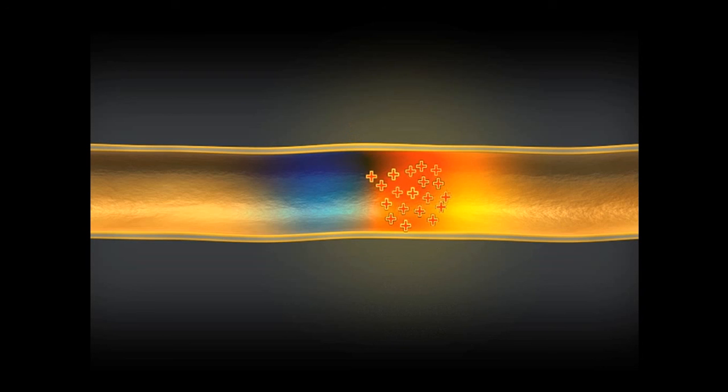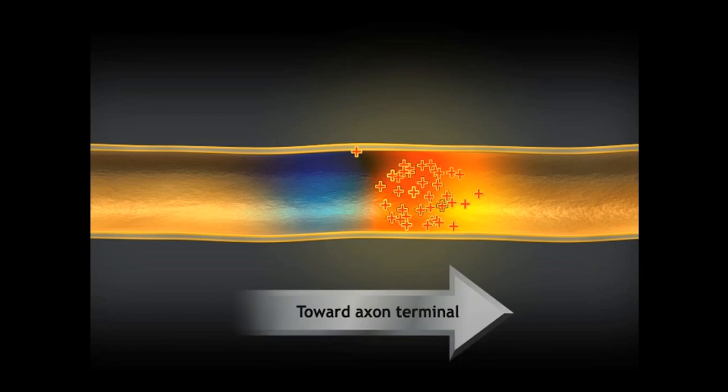In this way, the action potential migrates, like the fire on a fuse, toward the axon terminal, where it is delivered to another neuron. Now let's watch the whole process at high speed.